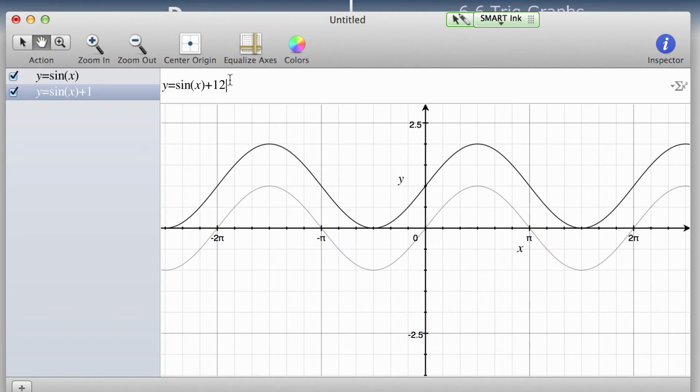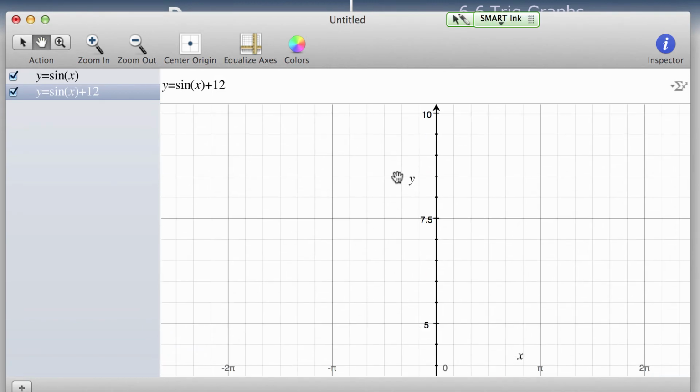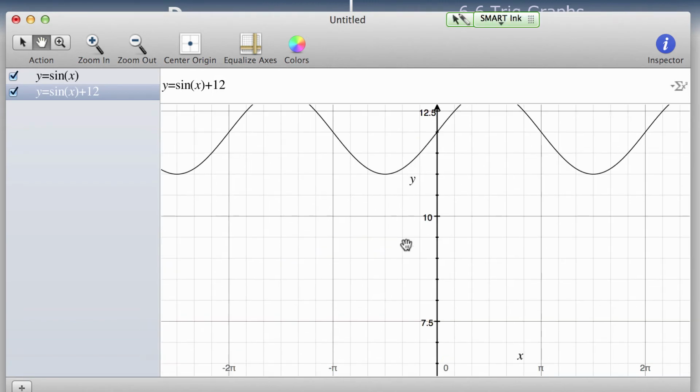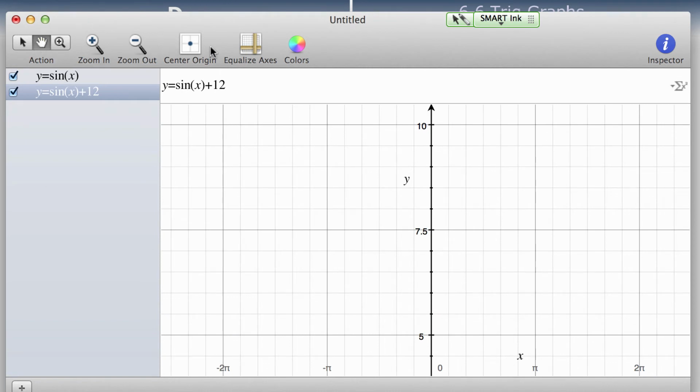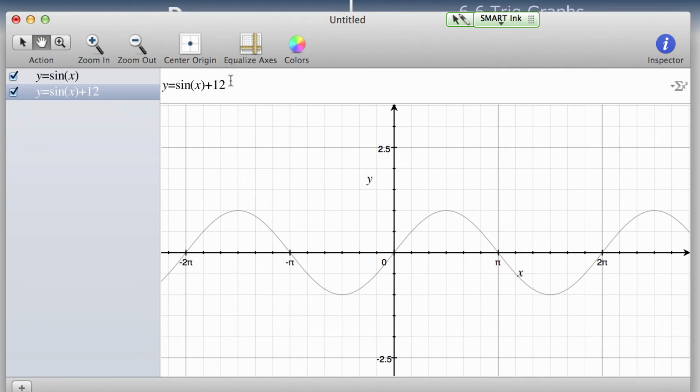What if I put a 2 there? Uh-oh, can't even see it. We better go up so we can see it. Oh, I put +12. Oh, that's why. There it is, way up there. Okay, let's get back. I didn't want 12. 2. There, that's better. Put a minus sign. -2. Flips down to the bottom.